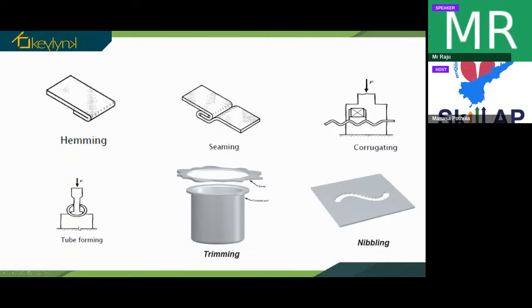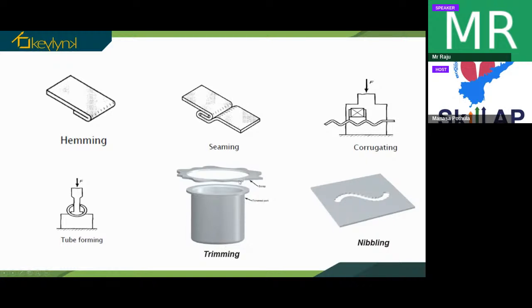And then we have tube forming, the forming process. If you want a tubed structure like this, there will be a punch in this manner with a tube shaped manner. As the force goes on increasing, the sheet metal coils itself to become a tube structure.